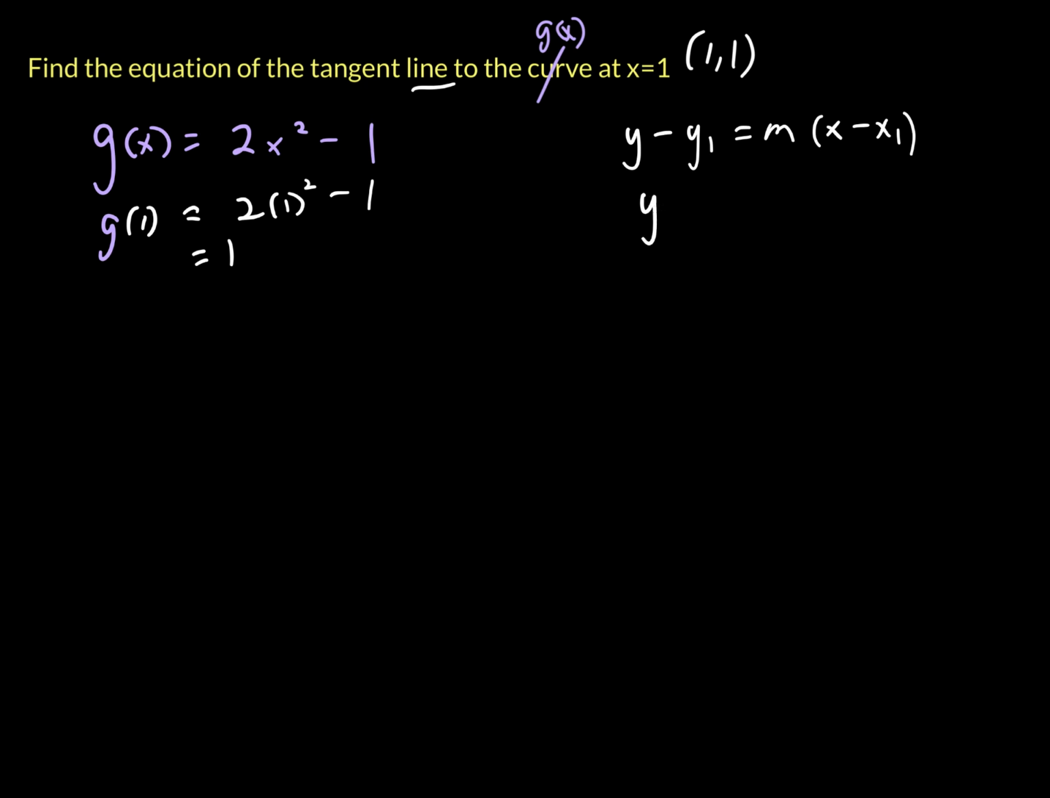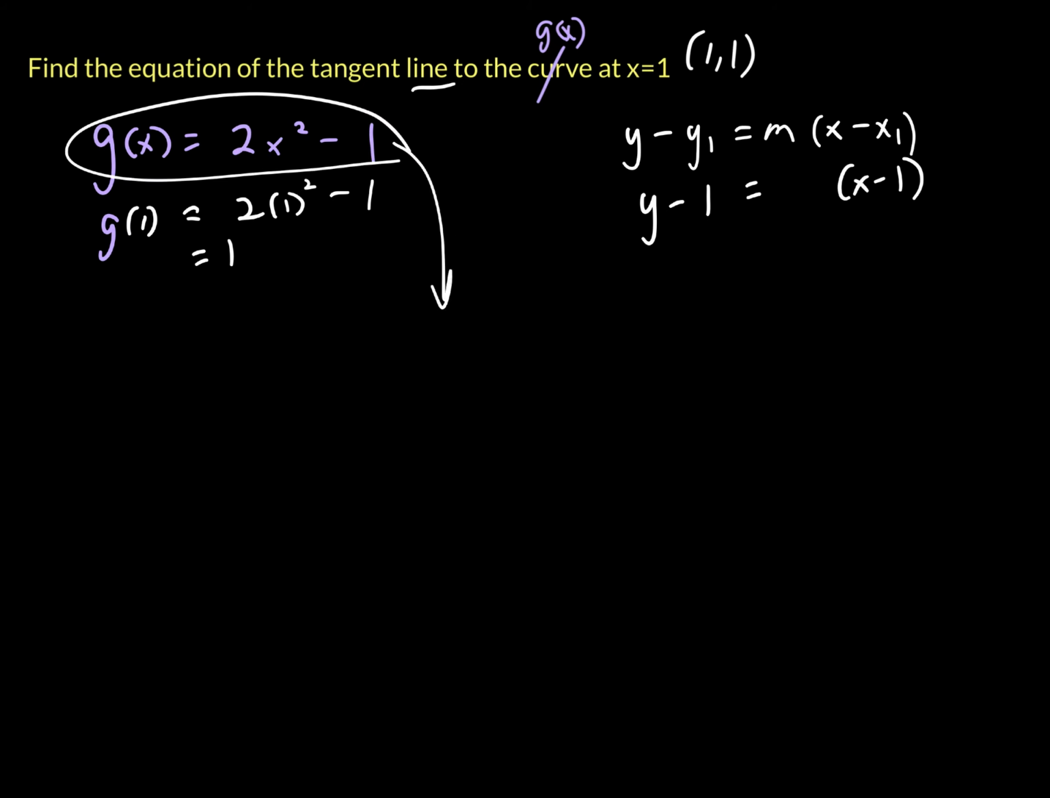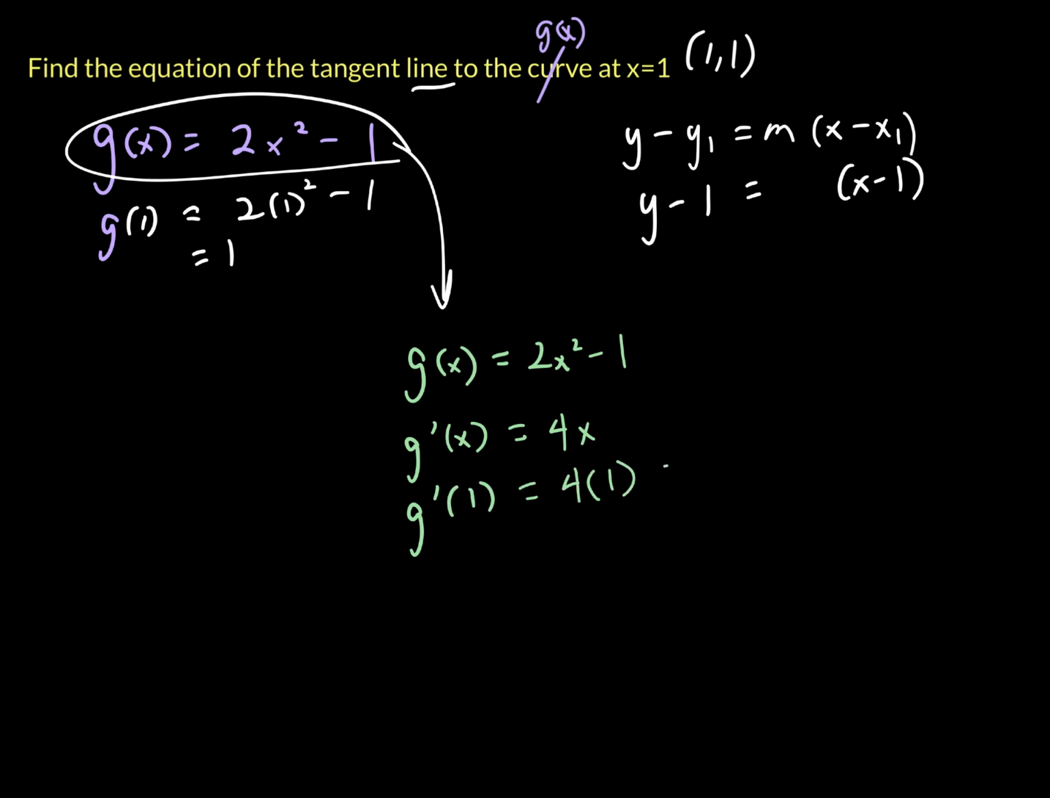So now I can plug in this, y minus 1, x minus 1, but we need to know the slope of the tangent line. Well, the slope of the tangent line is the first derivative. If you're starting off with g of x equals 2x squared minus 1, the derivative of g of x is going to be 4x. If you want to know the slope of the tangent line when x is 1, you're going to do this and tell me it's 4. The slope of the tangent line is 4. There's the equation of the tangent line.